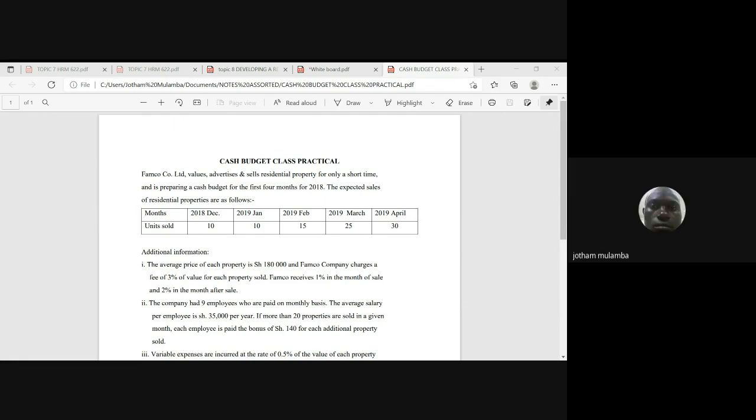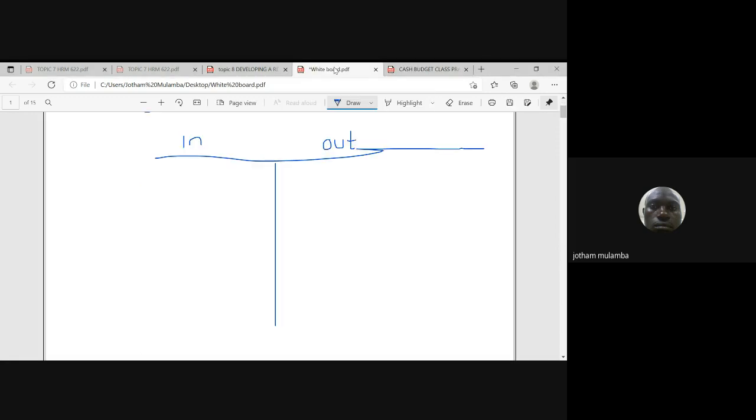Okay. So now, we have identified that this company does not sell their own houses. So it's private developers who develop the houses. Then they request Farmco to value those houses, advertise and sell. And then once they've sold, they charge a commission. And this commission is 3%, and this 3% is paid in installments.